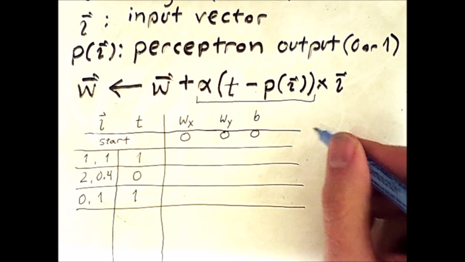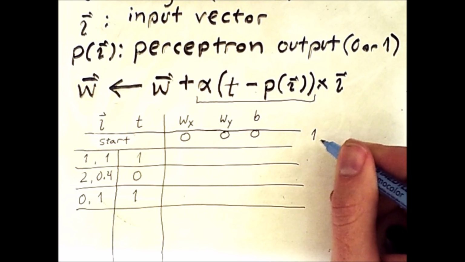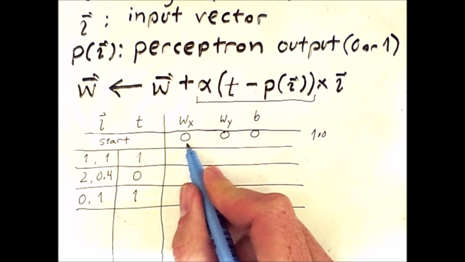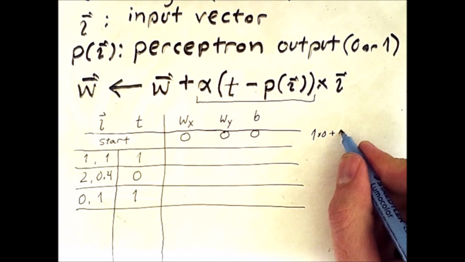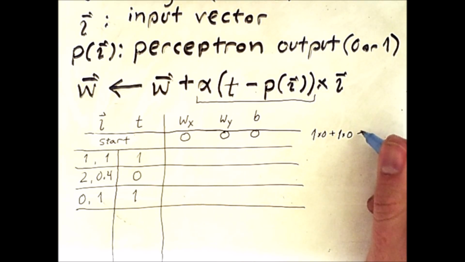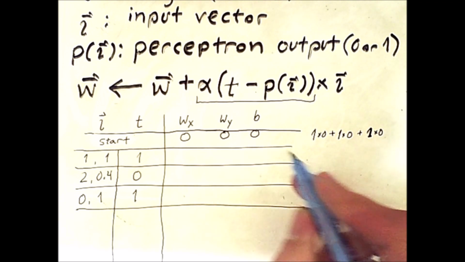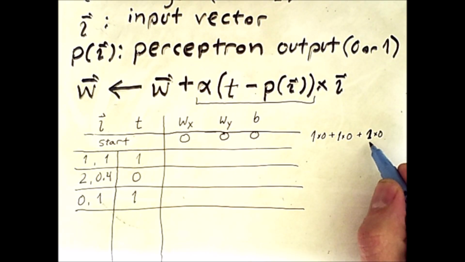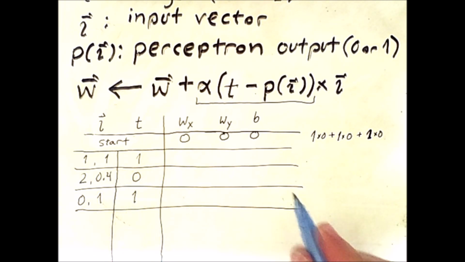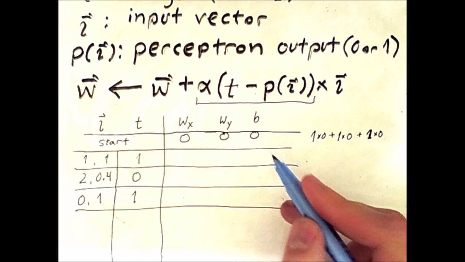So we have 1 times 0, because the weight of the x input is 0, plus 1 times 0, because the weight of the y input is 0, plus 1, so the bias value is 1, times 0, and so that is b. So the idea is that we have 1 as a sort of hidden value in our input vector here, and then b is the weight of the bias.